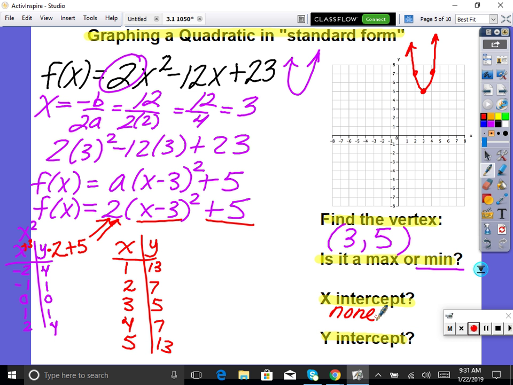Our y-intercepts are always when x equals 0. This should be very quick. 0, comma 23 every time, right, everyone? And we're done. Okay, how about you guys try putting this one by yourself in vertex form?